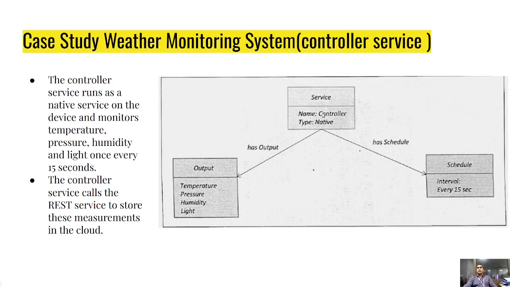So there are a few services running here. There is a schedule service that runs, and every 15 seconds it collects. It actually informs that 15 seconds has elapsed, and then the sensors measure the temperature, pressure, humidity, and light respectively. Then there is a REST service to store these measurements into the cloud.